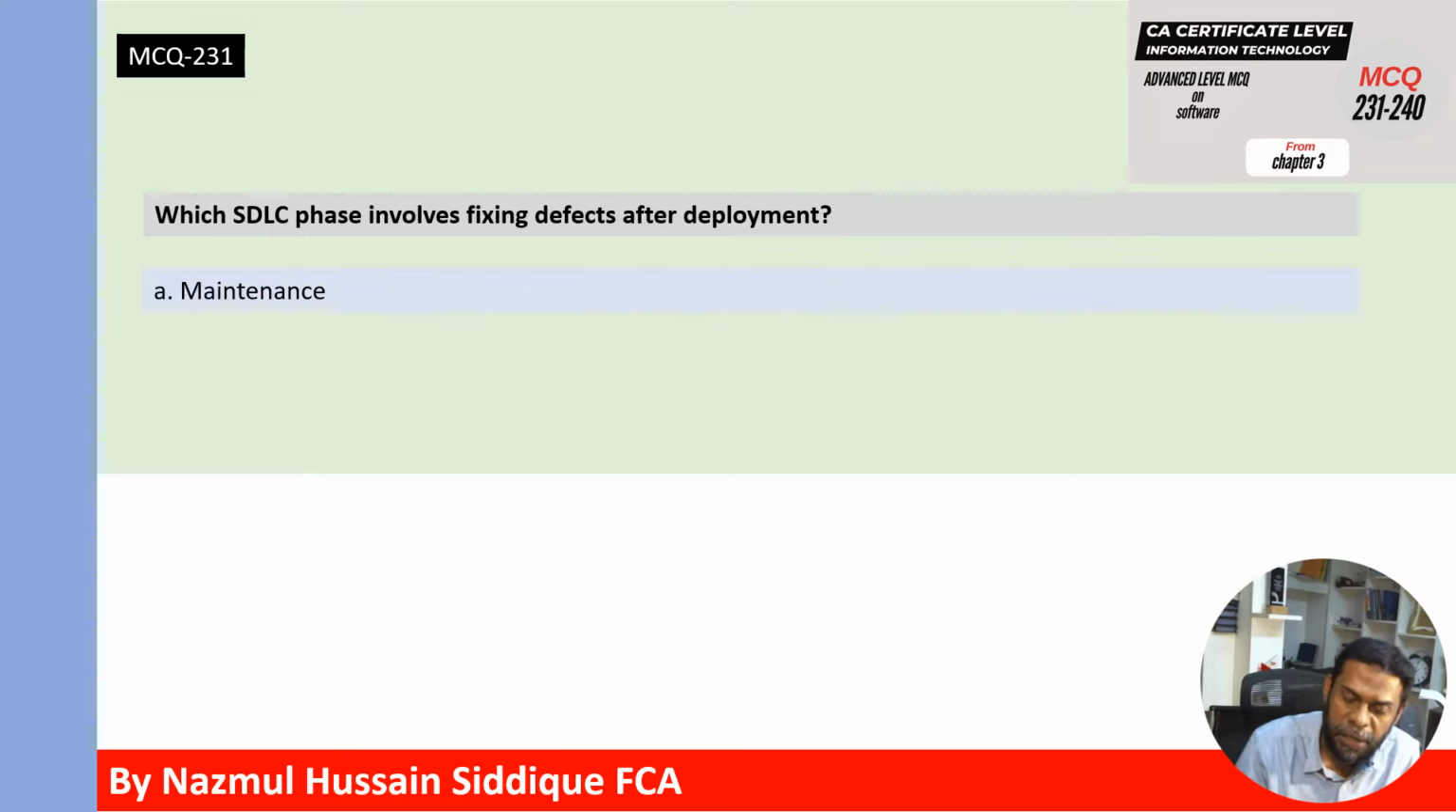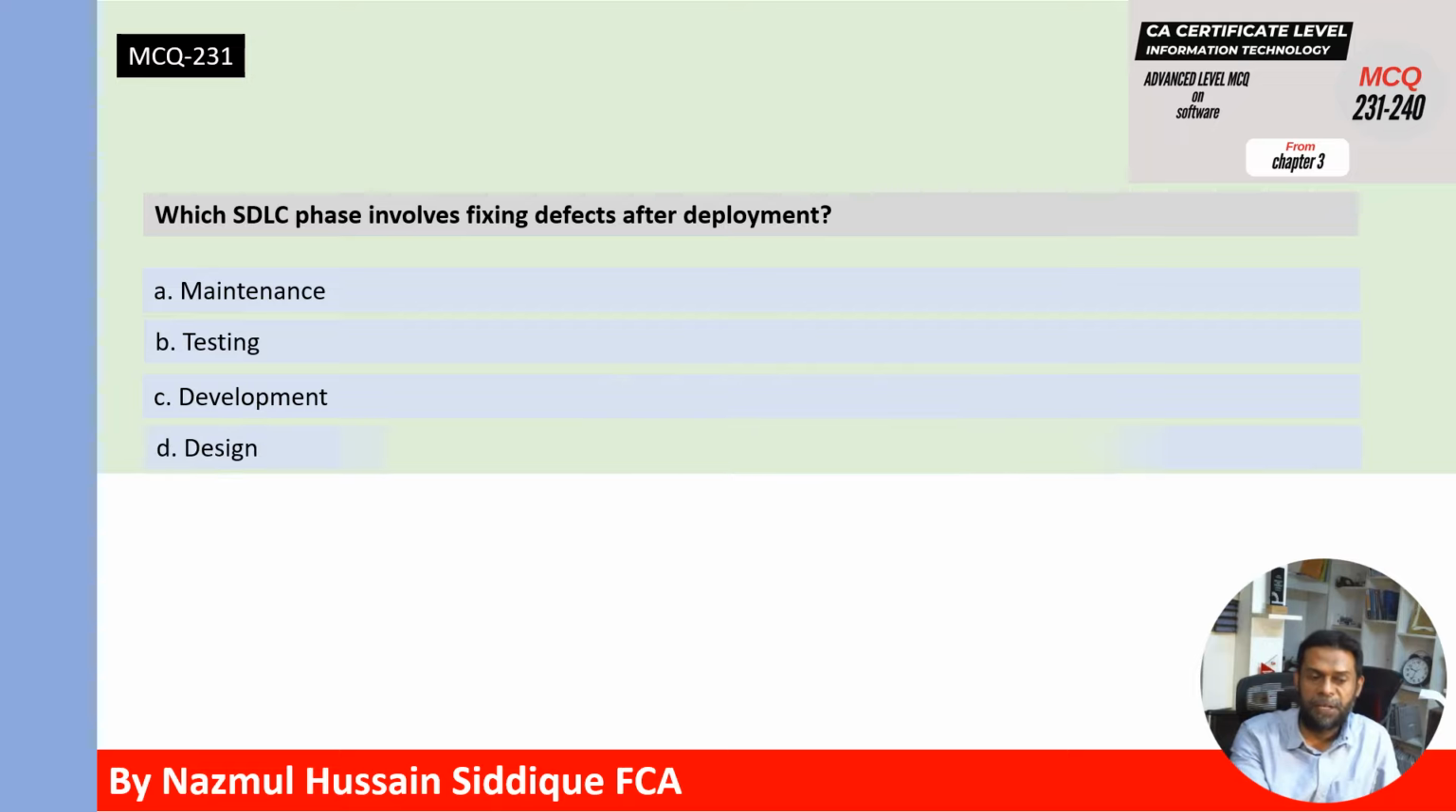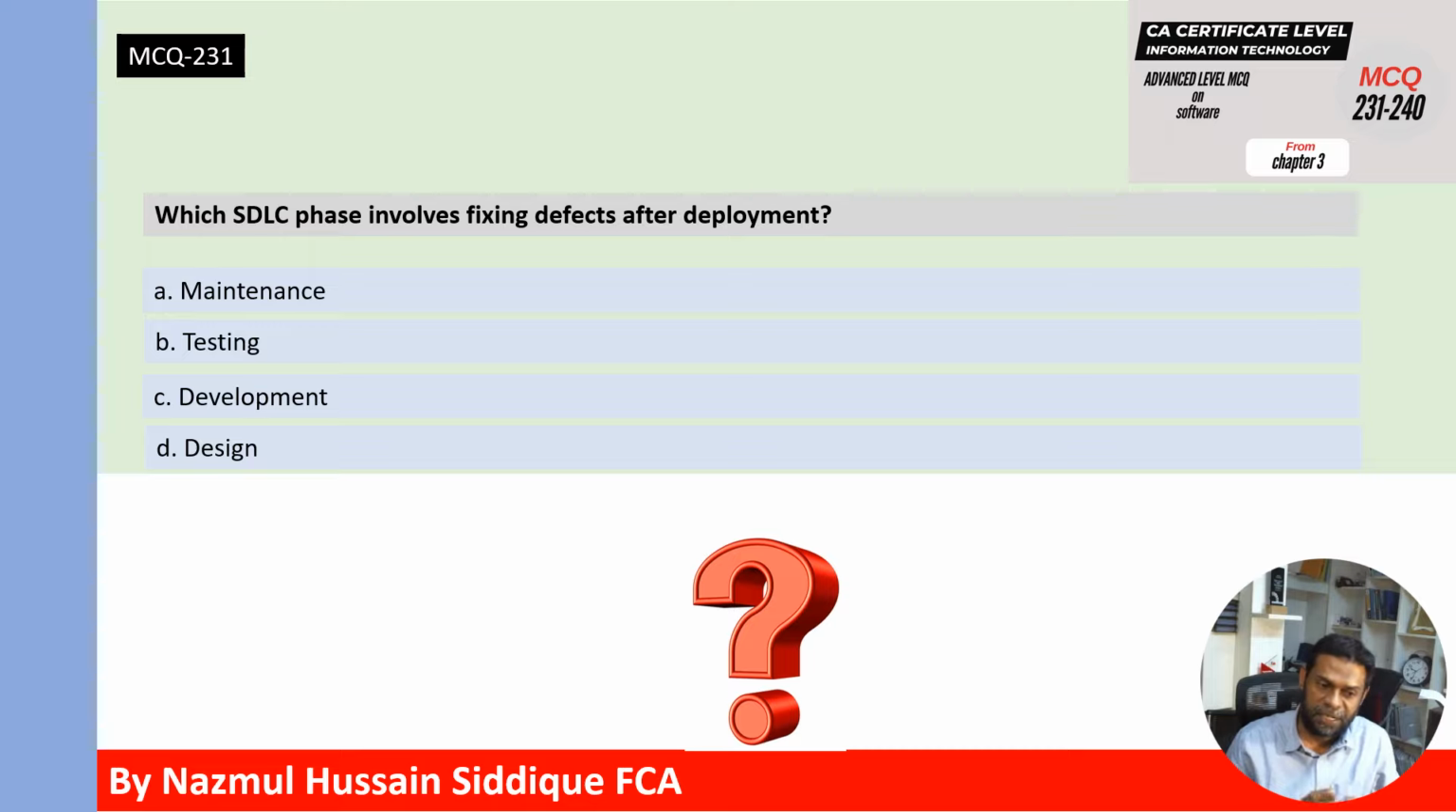Option A, maintenance. Option B, testing. Option C, development. Option D, design. We have to find out the correct option, which SDLC phase involves fixing defects after deployment. The correct option is A. Maintenance is the SDLC phase which involves fixing defects after deployment.